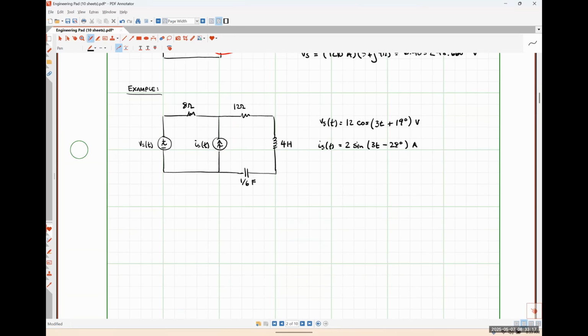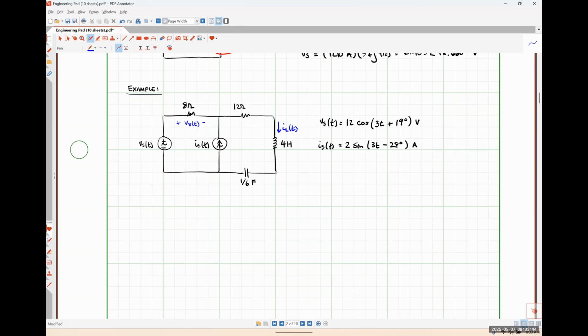Okay. Ultimately, what we're trying to find will be the voltage drop across our 8 ohm resistor. So I'm going to call this V8 as a function of time. And I want to find the current through my inductor. So I'm going to just call this IL as a function of time.